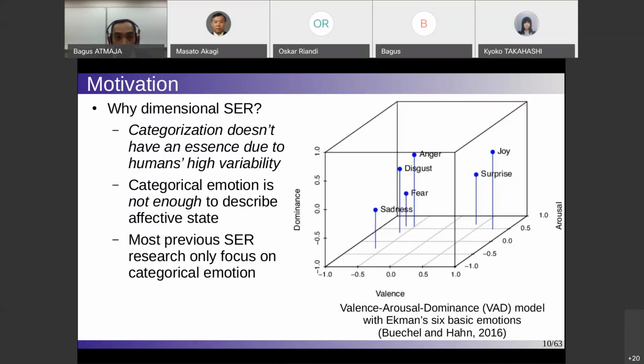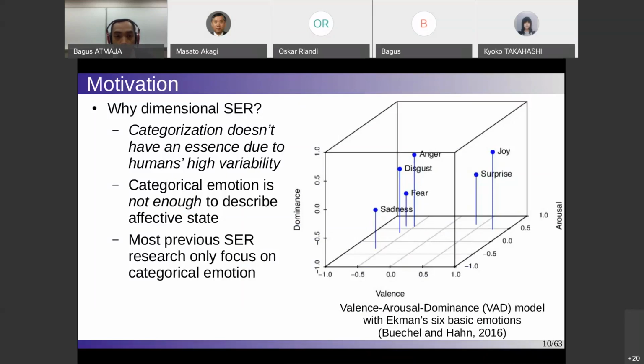The next is why I did my research in dimensional emotion rather than categorical emotion. So there are three reasons here. The first is due to the high variability between human and human. So between humans, the variability is high, so it doesn't make sense, or it doesn't have an essence, to use categories across humans to find commonalities.